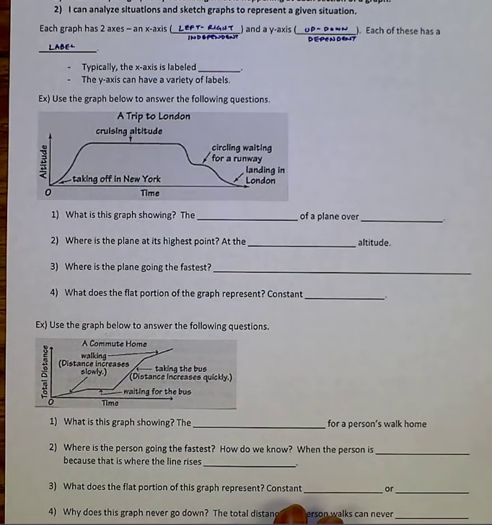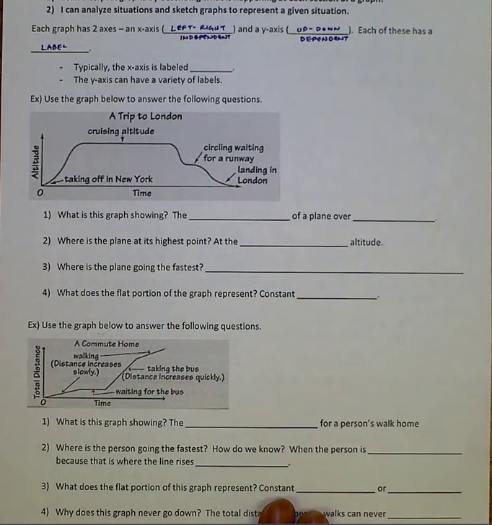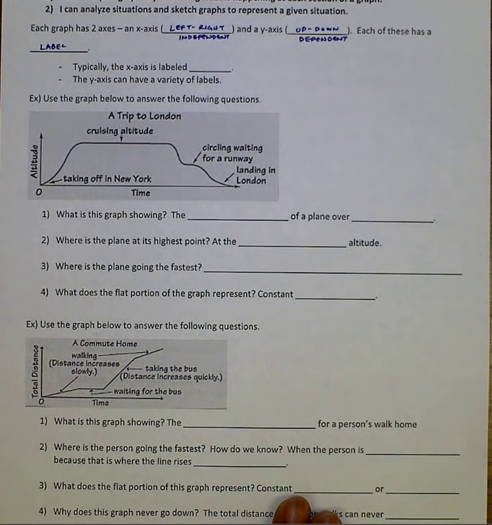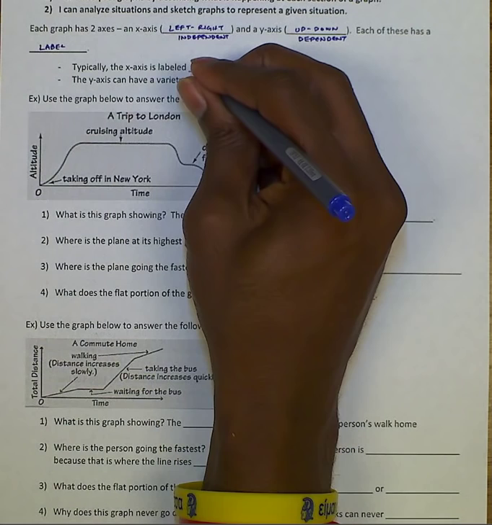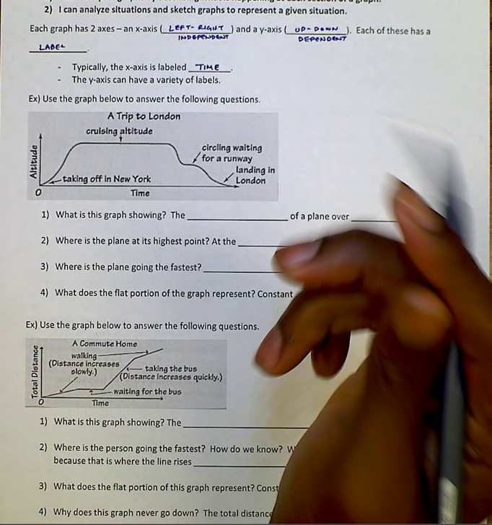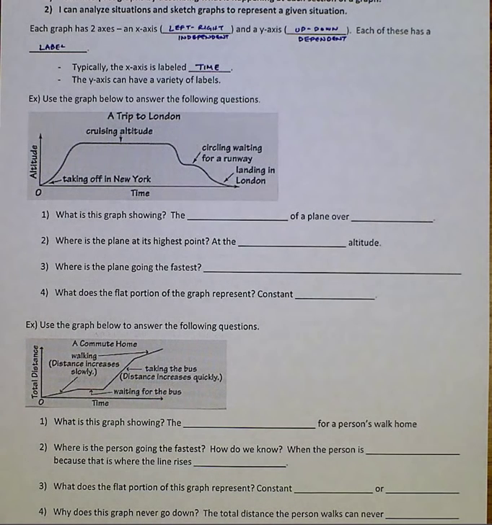It's important for us to recognize that label because that'll tell us what we can actually see in the graph. Typically the x-axis is labeled time. Like I said, it's the independent variable, and when we say independent, it means it can't really be affected by anything else. Time just goes. So a lot of times that is our independent variable. The y-axis can have a variety of labels. Also, the x-axis can have a variety of labels, but it's typically time.